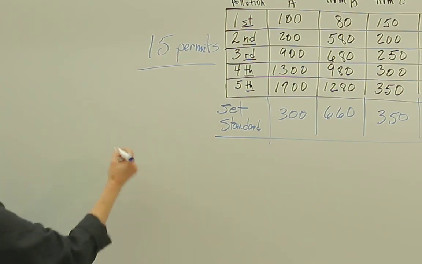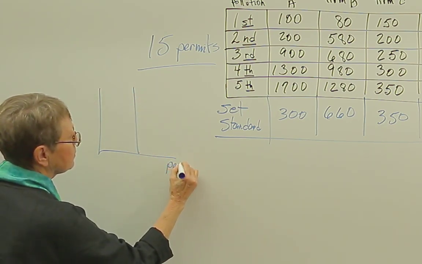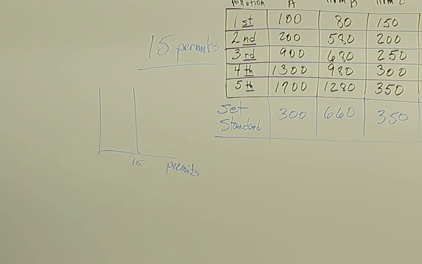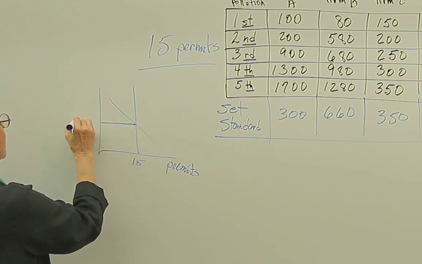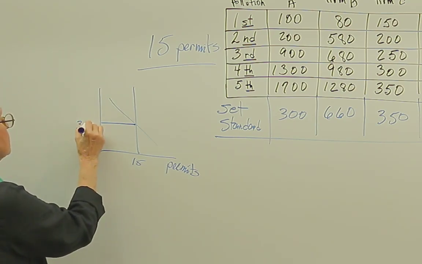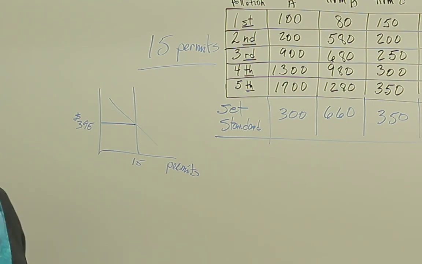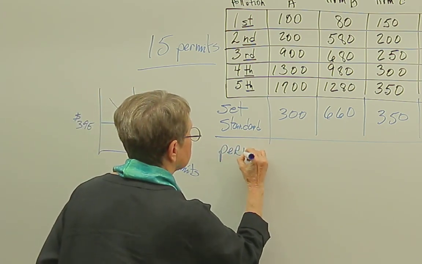So if we want to draw a supply and demand curve for this, this is permits, pollution permits. There's 15 of them, right? And there's clearly a demand for these. These people would like to have these permits. And so here's the price. And in fact, I've constructed a demand curve, a rough one, and the price is $395. You can buy a permit for $395. If you don't have a permit, you have to clean up.